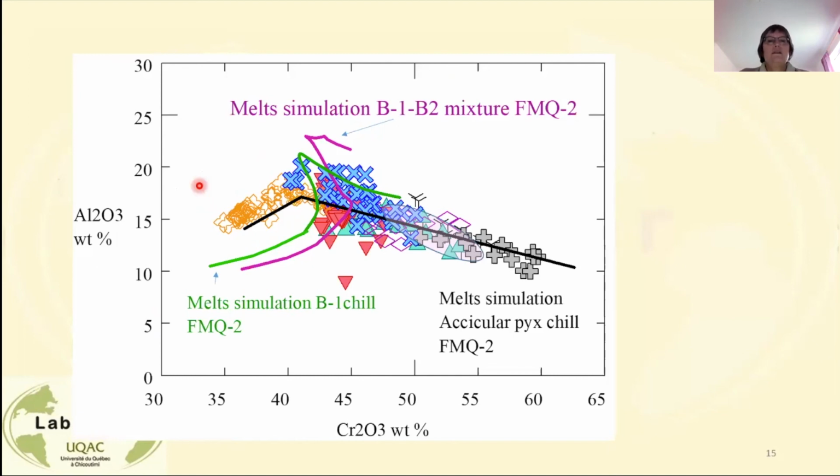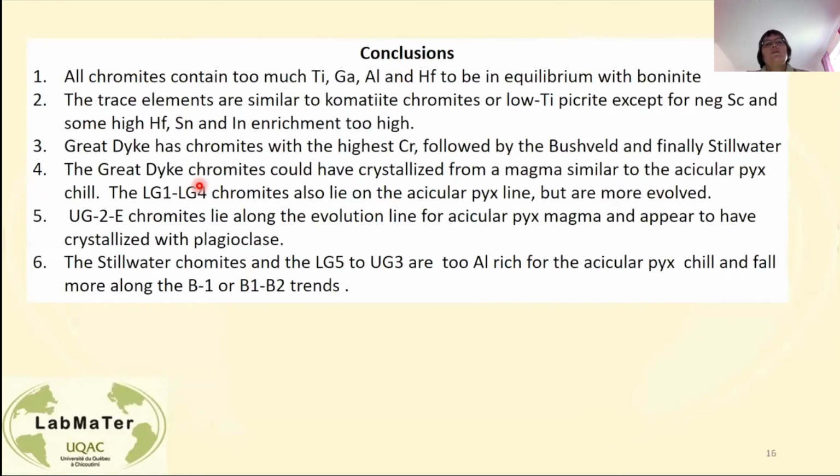That's just all of them together. Okay, so all of the chromites contain too much titanium, aluminium, and hafnium to be in equilibrium with the Boninite. Trace elements are similar to Komatiite chromites, or low titanium pickrites, except for the negative scandium and some hafnium and tin enrichment.